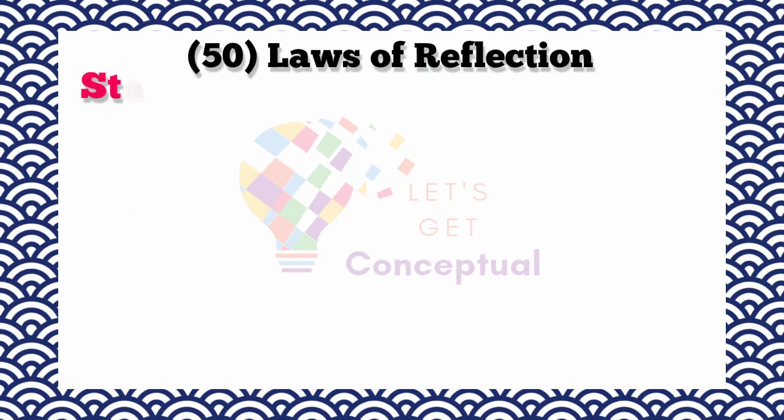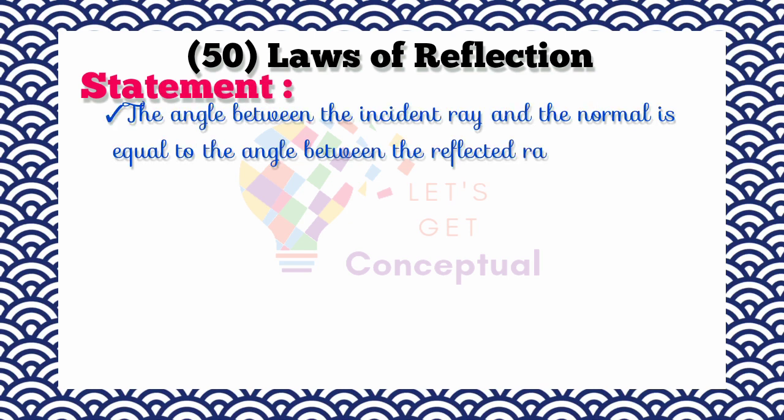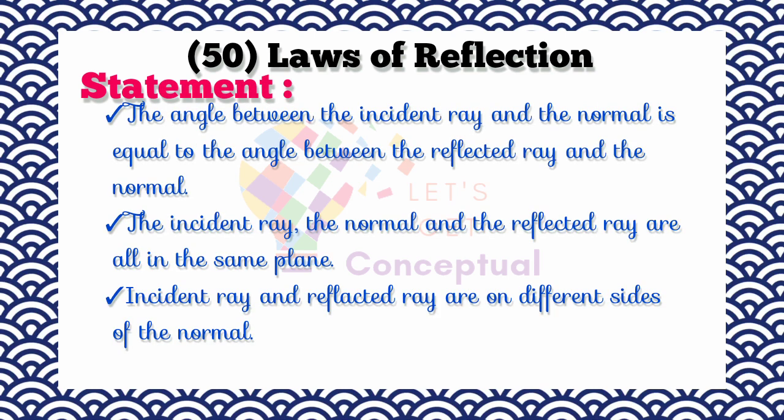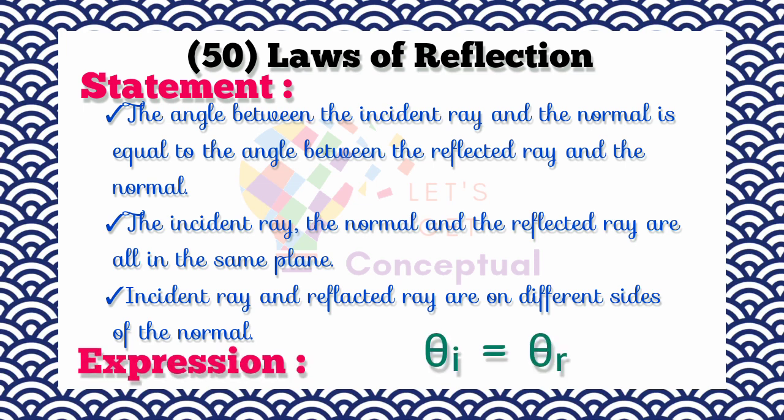Number 50. Laws of reflection. Statement: The angle between the incident ray and the normal is equal to the angle between the reflected ray and the normal. The incident ray, normal, and the reflected ray all lie in the same plane. The incident ray and the reflected ray are on different sides of the normal. Expression: theta i is equal to theta r.